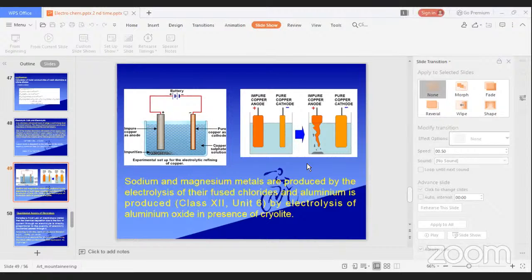So what is the application of electrolysis? We can prepare pure compounds and metals, especially sodium, copper, and magnesium, using the electrolysis process. From impure metals to pure metals, we can convert by using electrolysis.